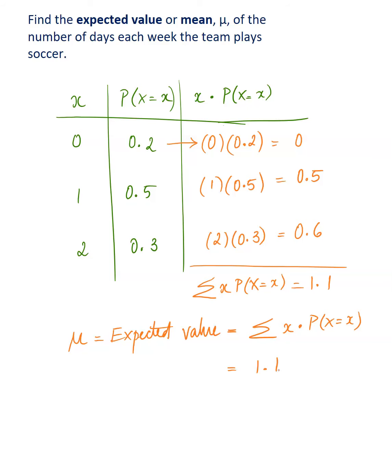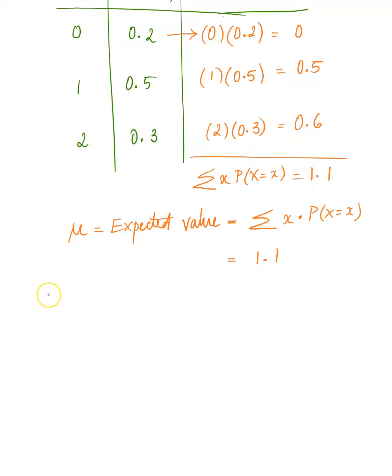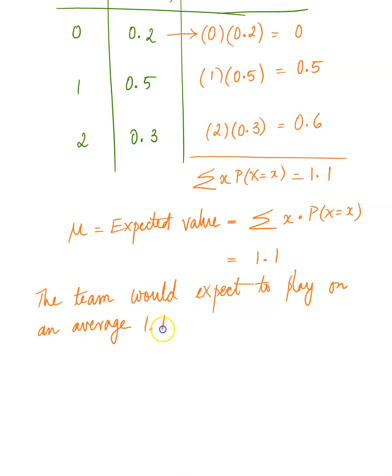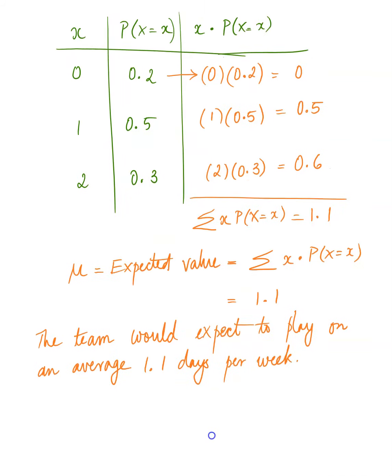So what this means is that the team would expect to play on an average 1.1 days per week. In the long run, if they went on like this, we can say that the team would expect to play on an average 1.1 days per week. I hope that makes sense here for this problem.